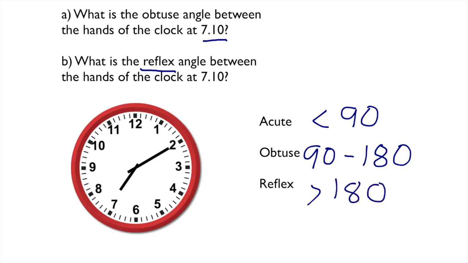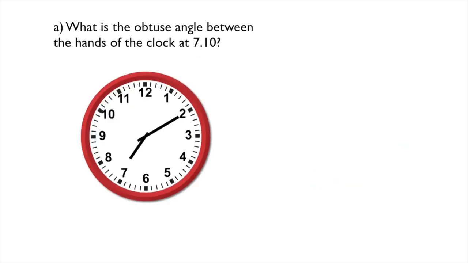So let's have a start at looking at part A. The first thing to do is to identify which side of the hand is the obtuse angle. And we need to be good at looking at the angles and estimating what size they are. So I know that the reflex angle is always going to be the biggest angle. So let's identify that first. And that's going to be that side. I'll draw that on the clock. So the obtuse angle is the other side.